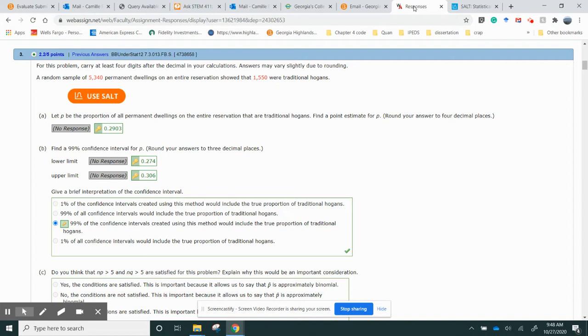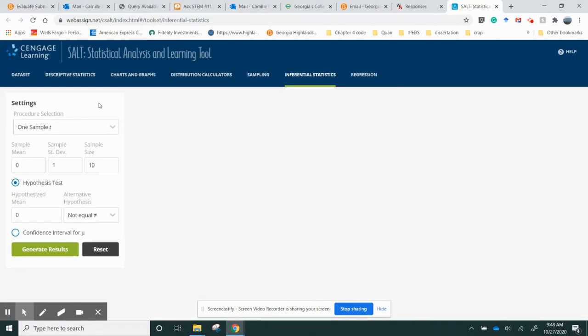And then the next one is find the 99% confidence interval for P. I can do this in one thing using SALT. So what I'm going to do is open SALT. Let me do that right fast so we can look at it. Go to SALT. And then I'm going to choose one sample proportion.